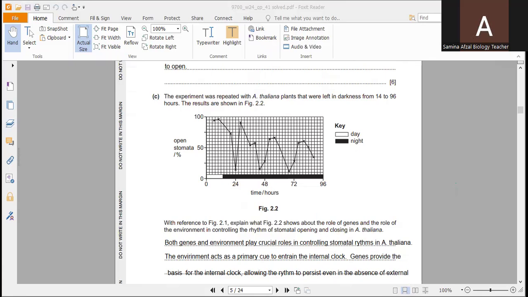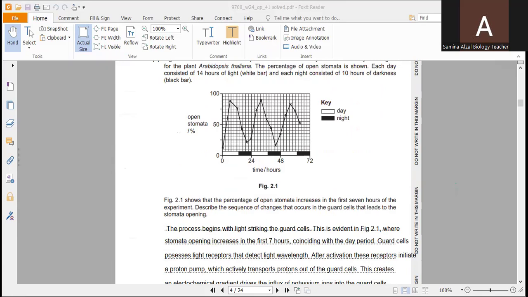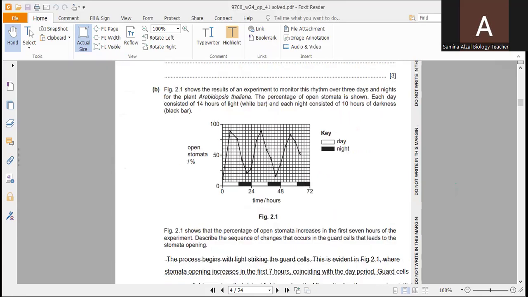So in figure 2.1, you can see there are light and dark cycles. These light and dark cycles show a clear daily rhythm of stomatal opening and closing, tightly correlated with the light and dark cycles. I will move back. You can see the light. You can see the cycle rhythm.